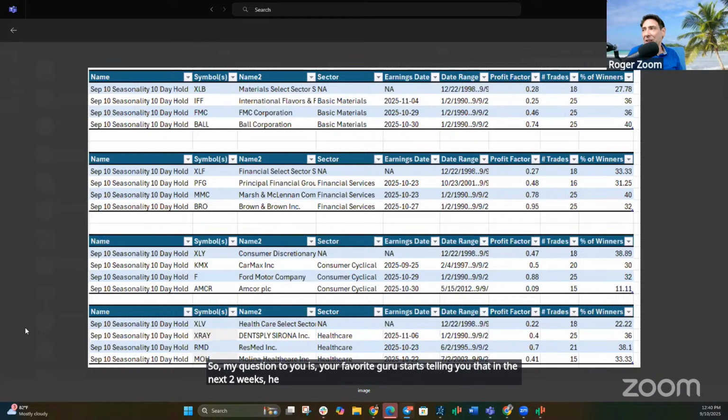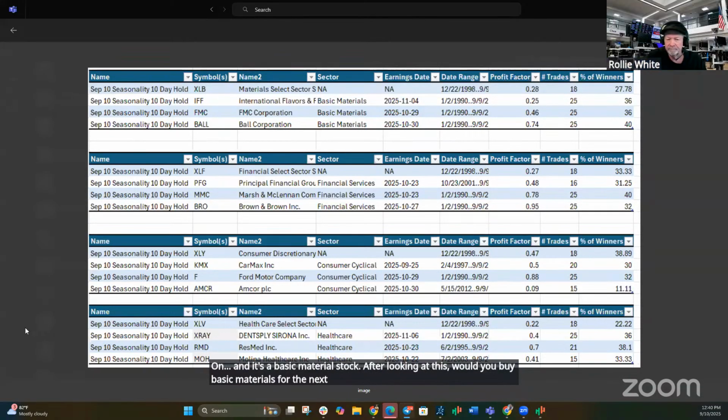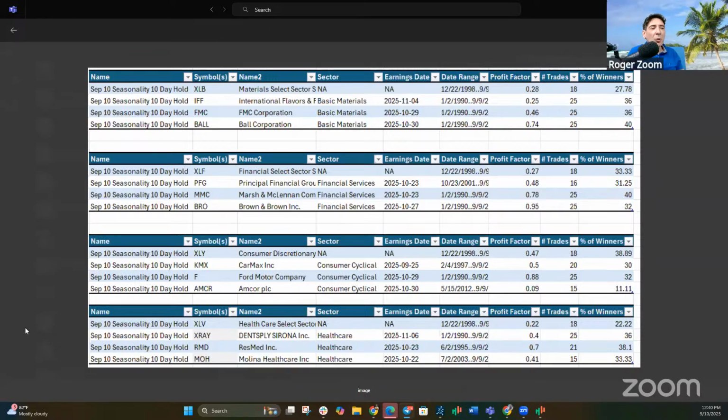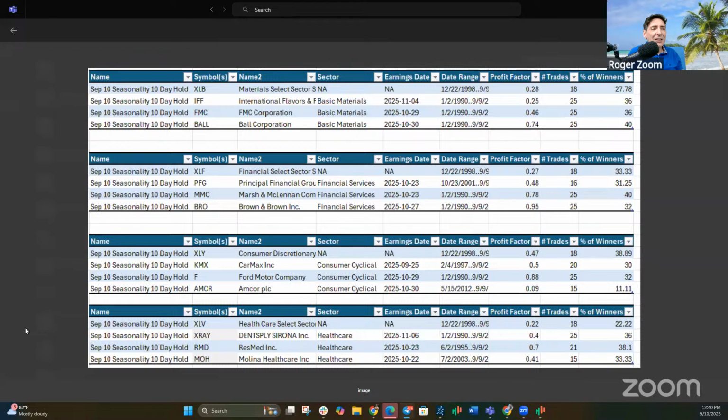So my question to you is, your favorite guru starts telling you that in the next 2 weeks he loves the seasonality of a basic materials stock. After looking at this, would you buy basic materials for the next 2 weeks? Mm-mm. No. Your favorite guru tells you that in the next 2 weeks there's a great financial stock out there, and it looks absolutely beautiful. Would you buy financial stocks in the next 2 weeks? What about consumer discretionary or healthcare?